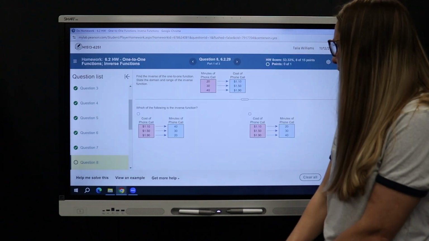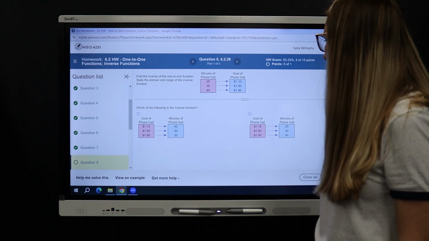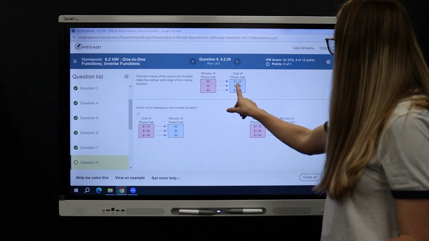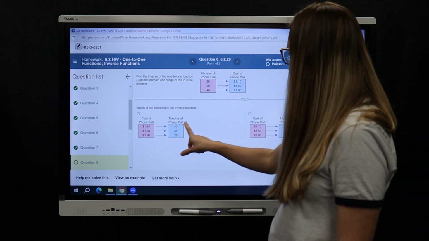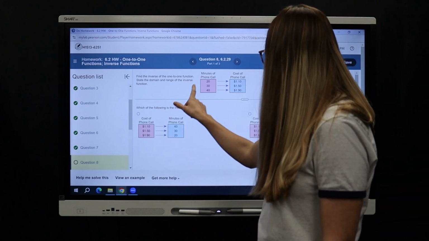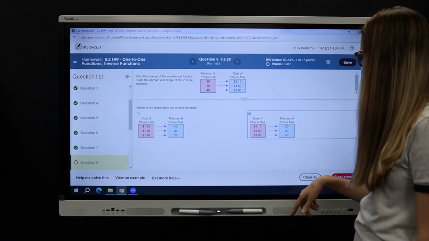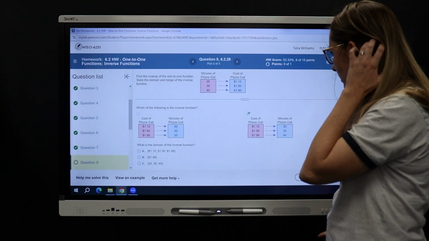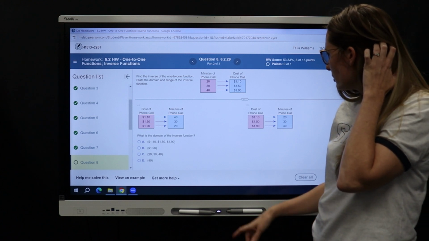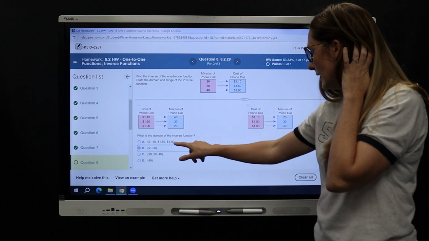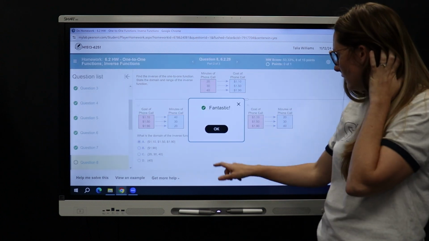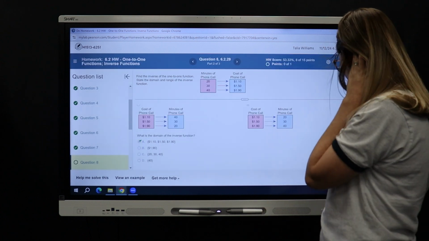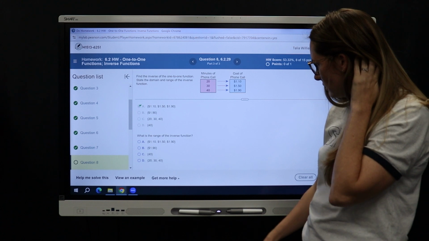Next. Find the inverse of the one-to-one function. So another one just like it. So instead of these being our output, they are now our input, and 110 goes to 20. Continue. So our now domain is 110, 150, 190. And our range is going to be 20, 30, 40.